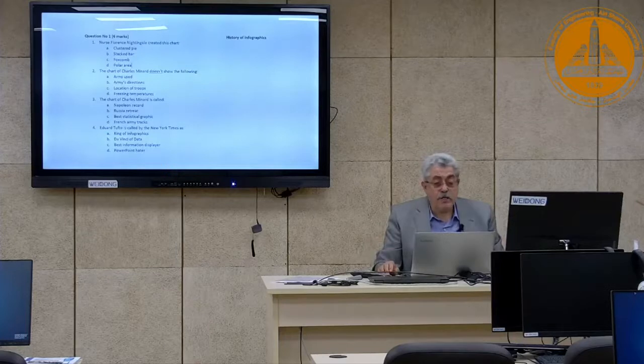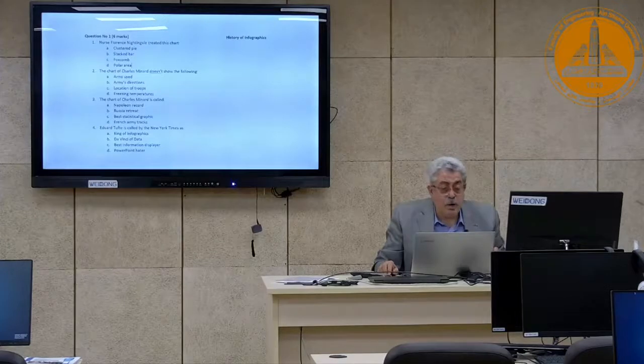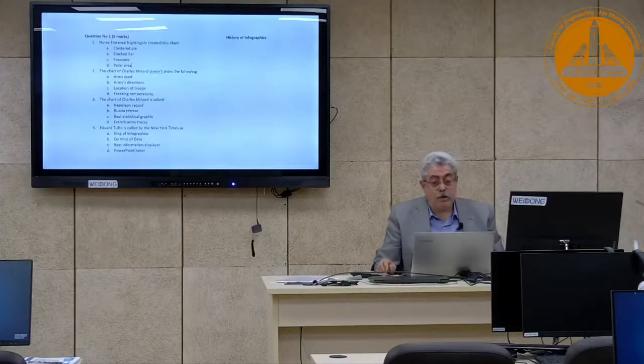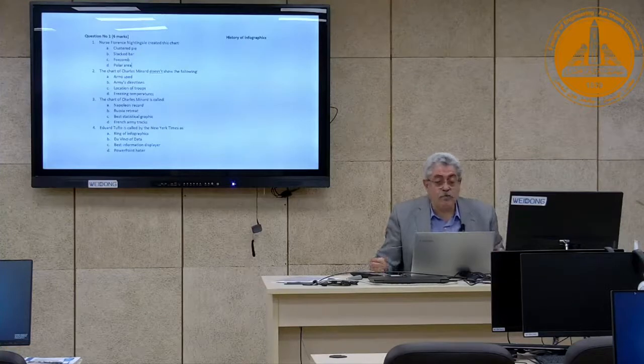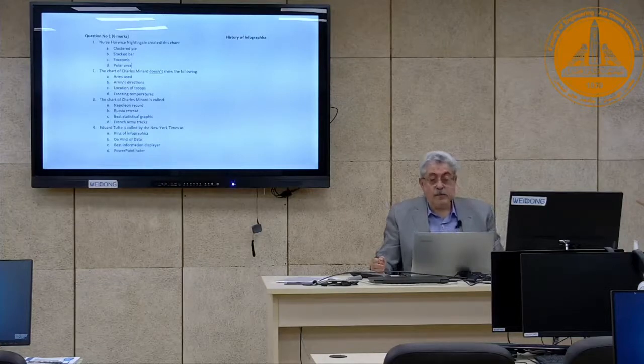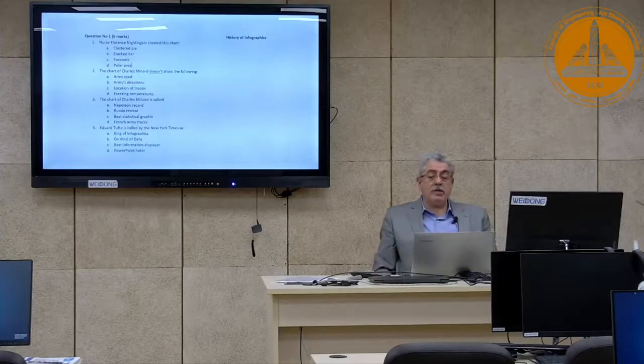Nurse Florence Nightingale created this chart: clustered pie, stacked bar, Foxcomb, or polar area. The second question is, the chart of Charles Minard does not show the following: arms used, army's directions, location of troops, and freezing temperature. This is the end of the part related to MCQ. We are going now to move to discuss the true-false question.